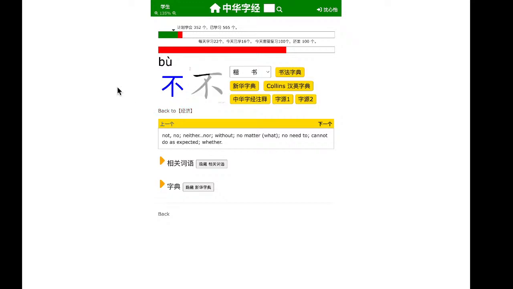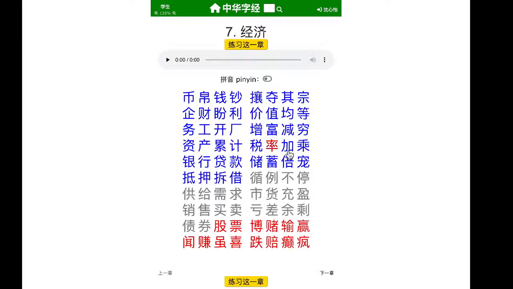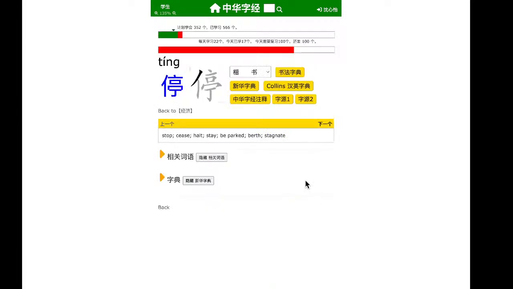不 is one word that encompasses all these kinds of things in English. It refers to pretty much anything that negates something else in speech. So like not, no, neither, nor, without, no matter what, no need, if you can't do something. All those things are all 不. 停 means to stop, cease, halt, or parking your car is 停车.